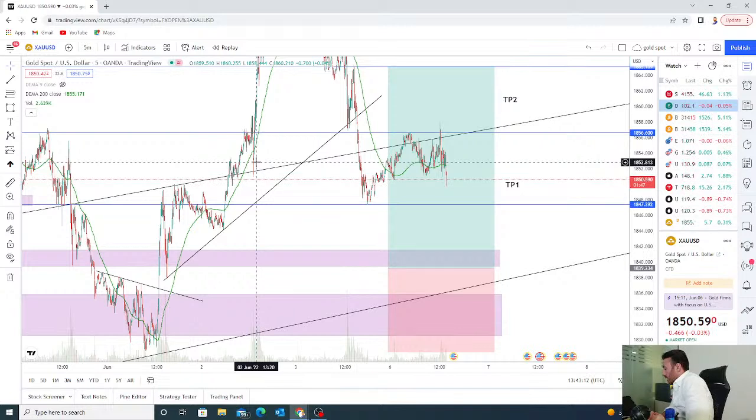We can see the market is being a bit more active, coming closer towards the PM close. As I said, my first target is 1848.